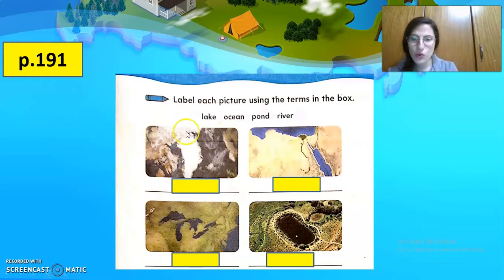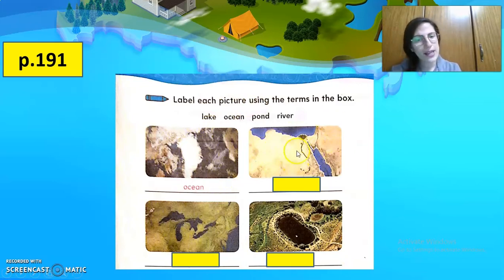The first picture we see like a really big body of water. It's almost like the biggest among all 4 bodies of water. What do you think? Which one is it? Is it a lake? Is it an ocean? Is it a pond or a river? Remember guys, you should have solved this page on your own and now you're just checking whether you answered correctly, okay? So what do you think it is? Excellent! It is ocean. Why? Because it is the largest body of water among all 4.